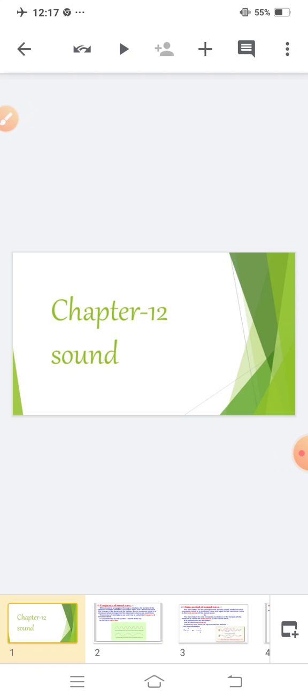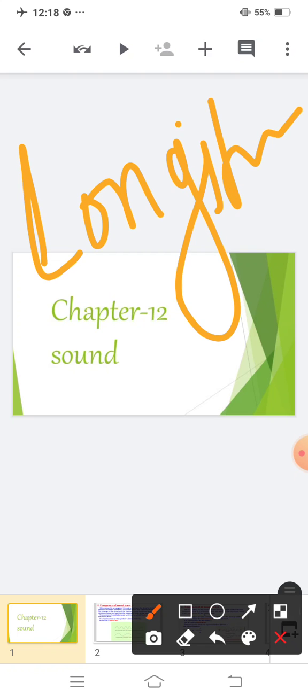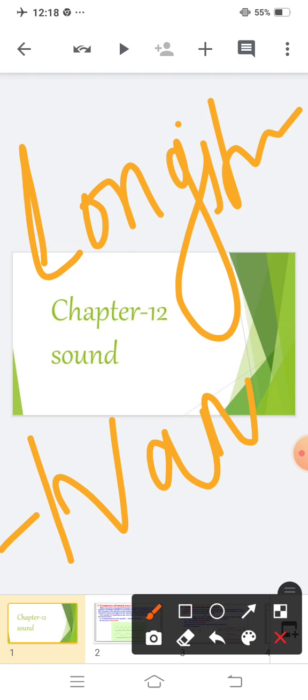Number 1, longitudinal wave. Number 2, transverse wave. There are 2 types of waves: the first is longitudinal, and the second is transverse. So basically, sound waves are longitudinal waves.